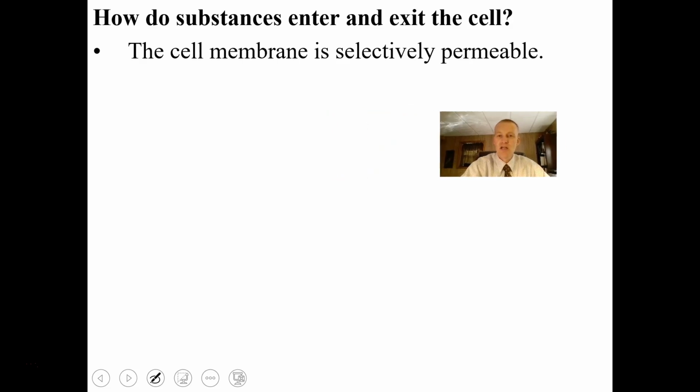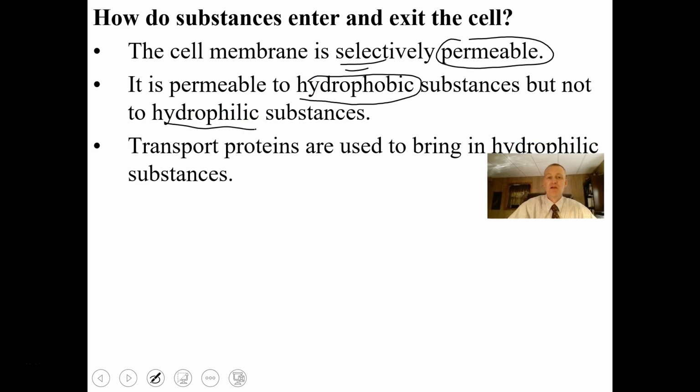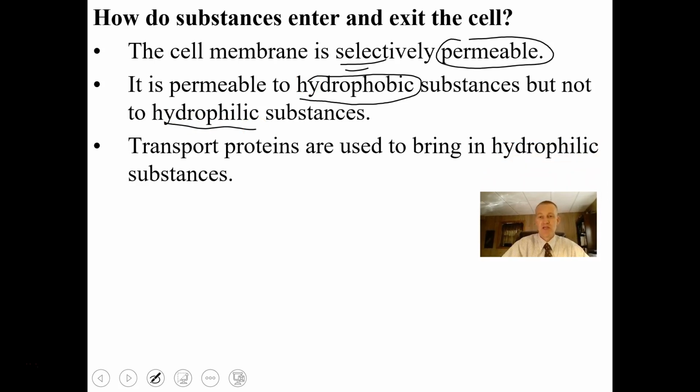Now, a good question to ask is, how do things come into and out of the cell membrane? So the cell membrane happens to be selectively permeable. So it's permeable to some things, but selectively not to other things. So hydrophobic substances can go right on through the cell membrane. Hydrophilic substances cannot. So proteins are used to bring in hydrophilic substances.